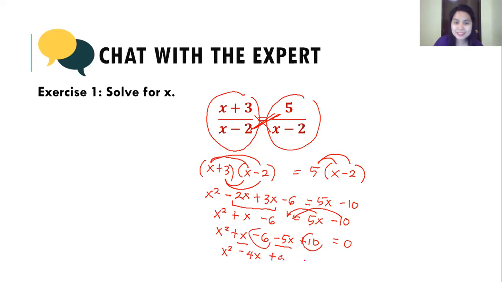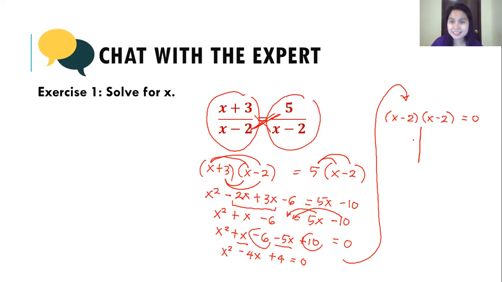4 equals 0. In your grade 9 lesson in quadratic, this can be factored as x minus 2 times x minus 2 equals 0. So let's solve for the value of x. X minus 2 equals 0. X is equal to the other side, 2. That's the answer. So x is equal to 2.